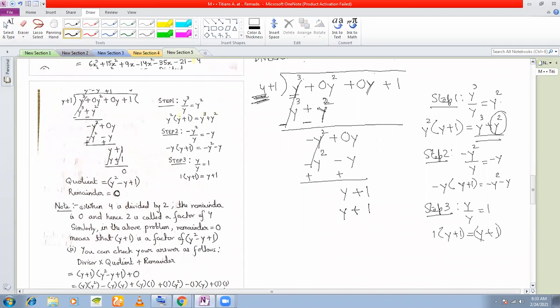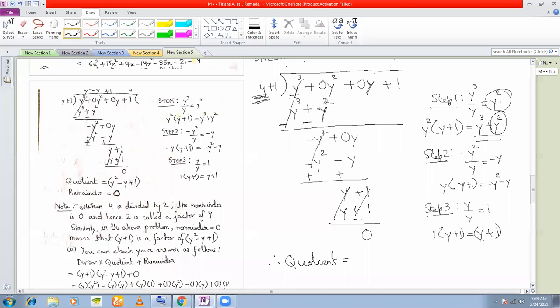Y plus 1. Okay. Subtract. This cancels. Get a 0. So therefore, what is your quotient? The quotient here consists of all these. What all are you getting?